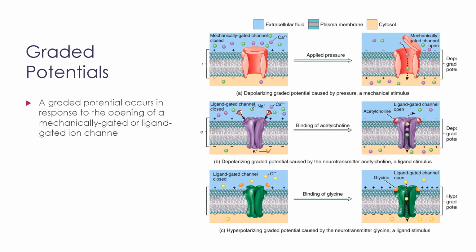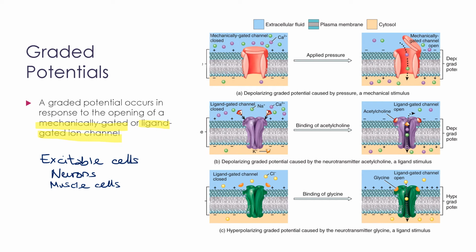Now, a graded potential occurs when a stimulus causes mechanically gated or ligand-gated channels to open or close in an excitable cell's plasma membrane. Remember, our excitable cells are going to be neurons and muscle cells. Well, we're mainly going to talk about graded potentials in terms of neurons.